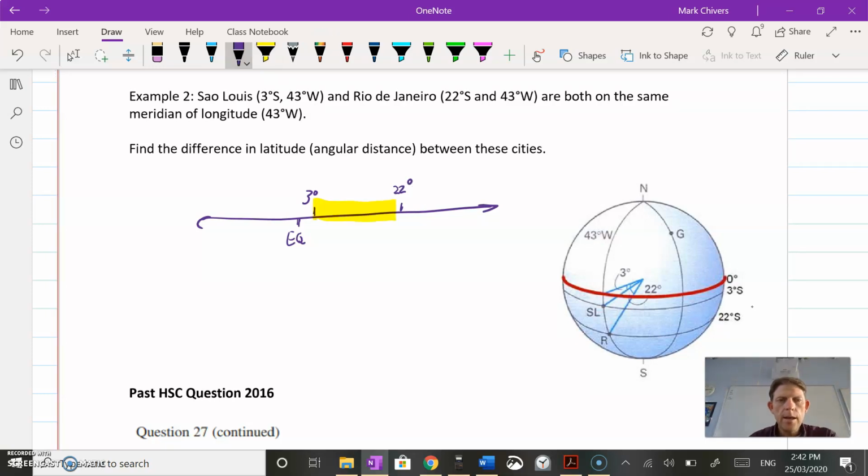So to do that, in this particular case, we'll say the angular distance is going to be 22 minus 3, because that's the gap between the two. So that's going to be 19 degrees. And that's how we do those ones.